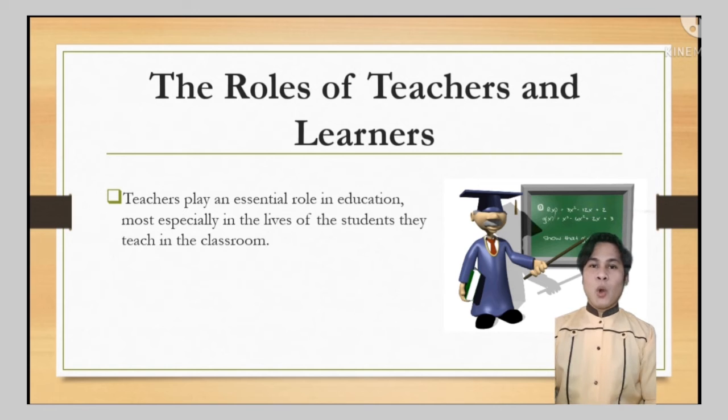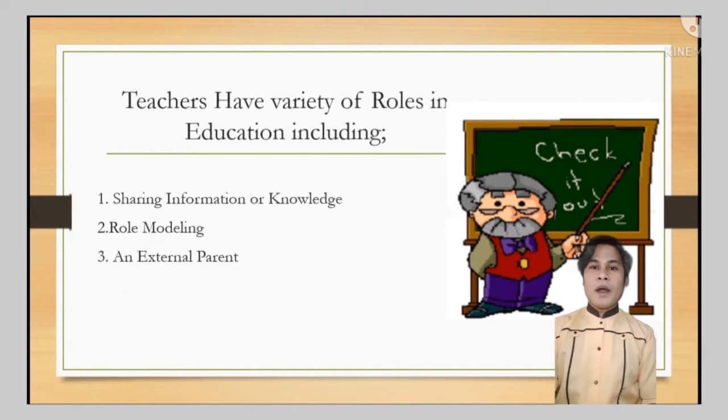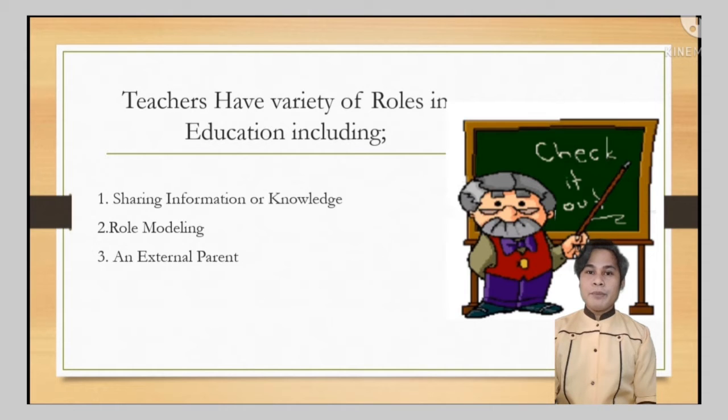Teachers have a variety of roles in education, including, number 1, sharing information or knowledge. First and foremost, a teacher's primary responsibility is to transfer knowledge, which is derived from teaching. Teaching usually requires adhering to a set of guidelines and ensuring that pupils comprehend what is being taught. All of a teacher's other roles flow from this one, because if a teacher fails to fulfill his or her basic obligation of imparting knowledge, it may be impossible to have any other kind of influence on a child.